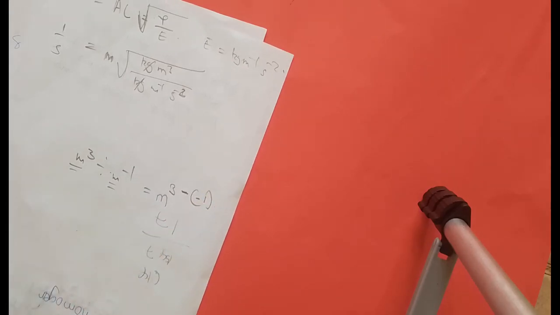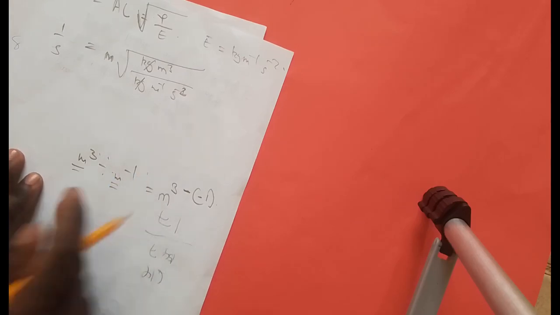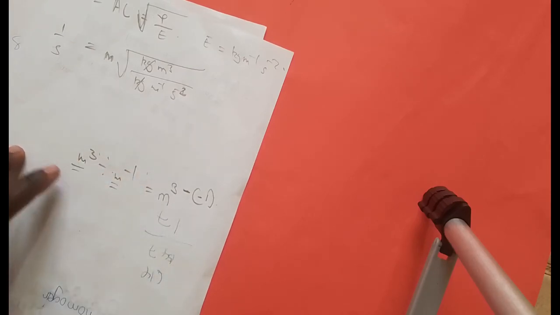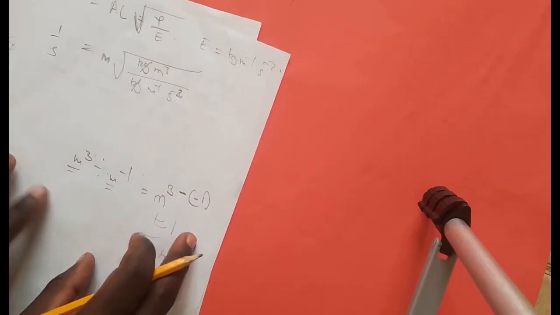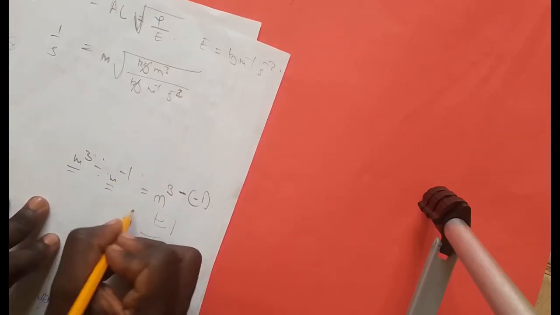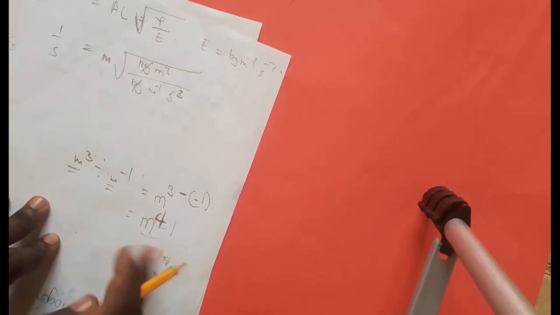Because we are subtracting the powers whenever you're dividing variables with the same base. This is m to the power 3 and this is m to the power negative 1. They have the same base. When you're dividing, you subtract the powers. When you're multiplying, you add the powers. So let's just simplify here. If we simplify here, it will lead to m to the power 4. How did I get m to the power 4?